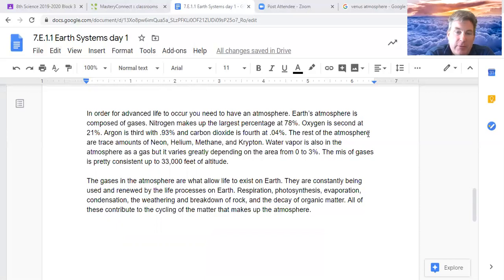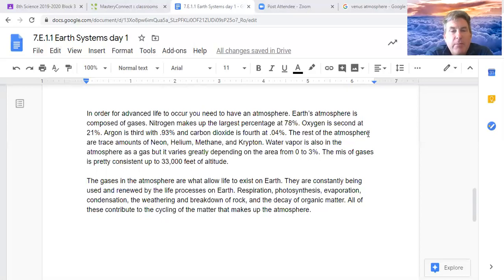That's a very small number, right? And then the rest of the atmosphere are gases, trace amounts of neon, helium, methane, and krypton. So right now, what things do we have? We have basically 8 things: nitrogen, oxygen, argon, carbon dioxide. There's 4. And then you got neon, helium, methane, krypton. There's 8 gases. So if somebody asked you, what is the atmosphere made of? You should be able to pop off nitrogen, oxygen, argon, carbon dioxide, neon, helium, methane, krypton.